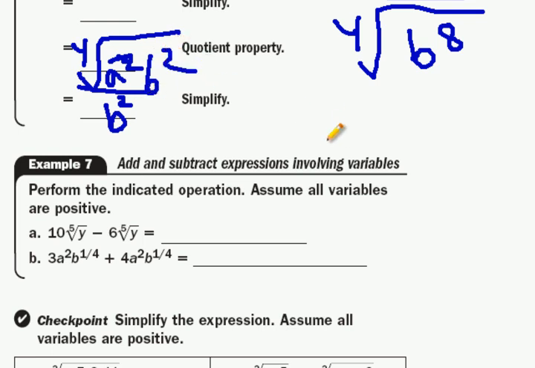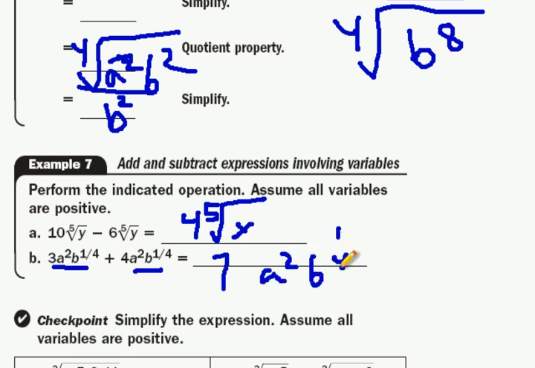All right, hopefully that helps you. In example 7 here, they have 10 times the 5th root of y and 6 minus 6 times the 5th root of y. Well, that ends up being 4 times the 5th root of y, and that makes it pretty manageable, I think. If you take a look at part B, these are all the same thing, I believe, and these are all the same thing. So I'm going to call this 3 plus 4 is 7 times a squared b to the 1/4 power.